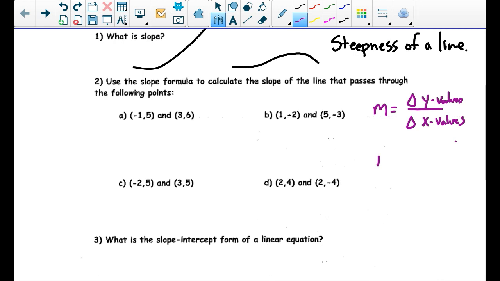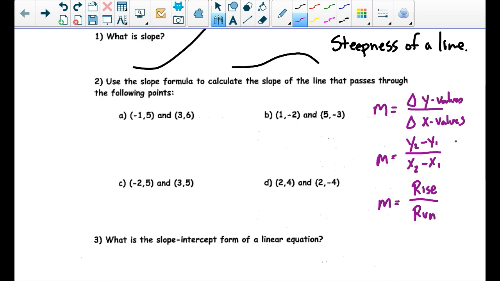Okay? So we can break that down and say, well, change in is going to be subtraction. So again, we have two points, so we have two y values: y2 minus y1 over x2 minus x1. And then if we're talking about a line later on, we can talk about slope being rise, up and down, over run, across, left and right.